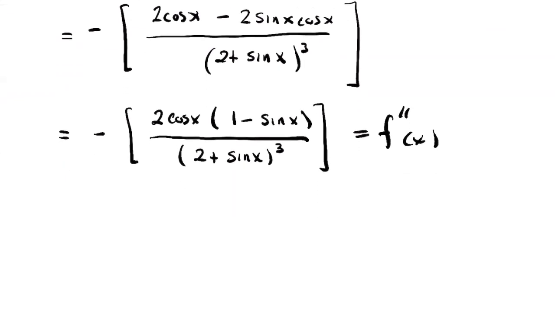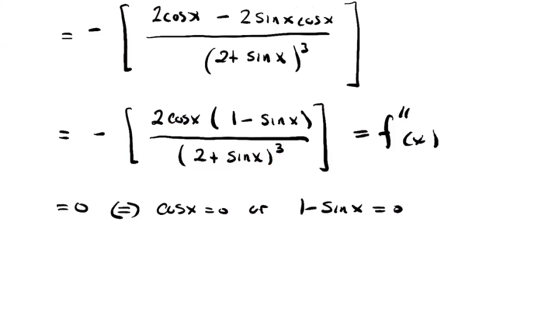And then what do I want to know? Well, I want to know where it's 0 and where it's not defined. First of all, 2 plus the sine is always positive, so it's always defined. So the only thing we have to worry about is how this thing can be 0. Well, it can be 0 if and only if the cosine is 0. That's one way. Or that parenthesized expression 1 minus the sine of x is 0.